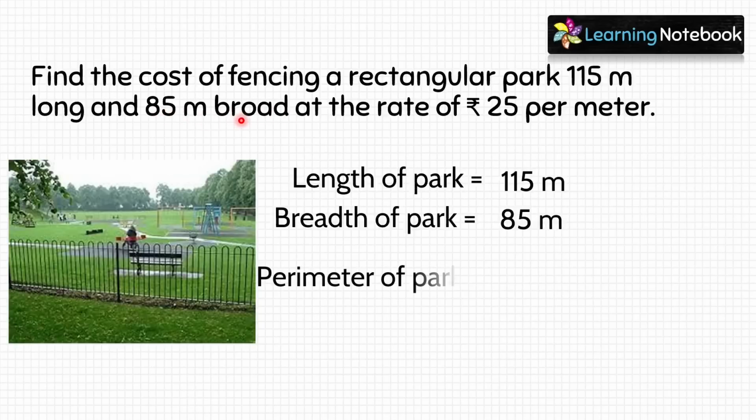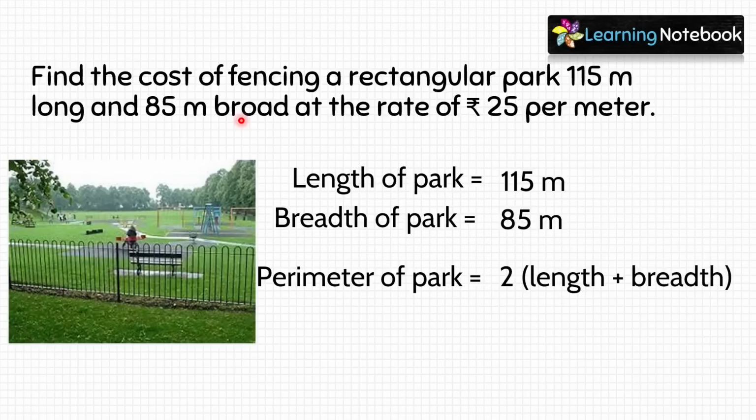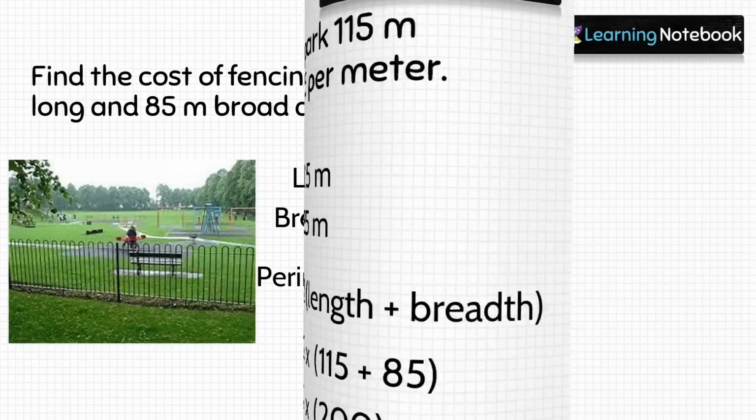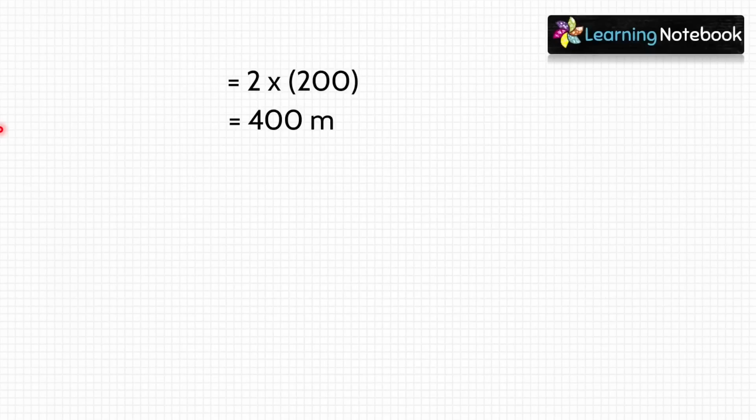And we know perimeter of a rectangle equals to 2 into length plus breadth. So let's put these two values here and we get 2 into 115 plus 85. Let's add 115 and 85. We get 200. So 2 into 200 equals to 400 meters.